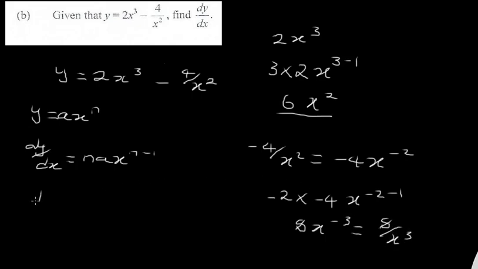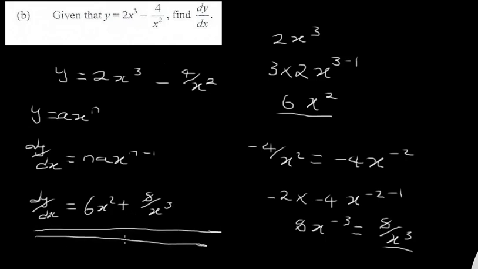And so dy/dx, differentiating this expression in terms of x, gives us 6x squared, and this then becomes a positive, and you'd have 8 over x cubed. And that is how we go about differentiation. So we can move on to question number 14.